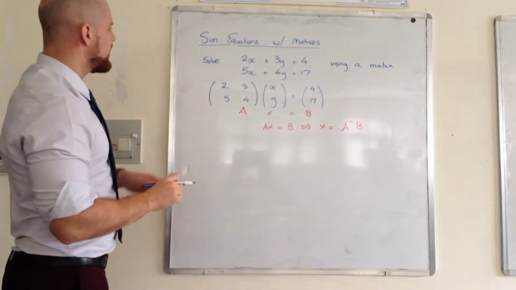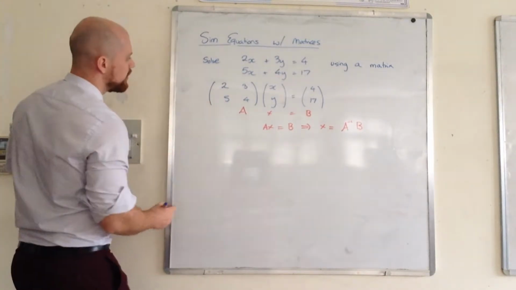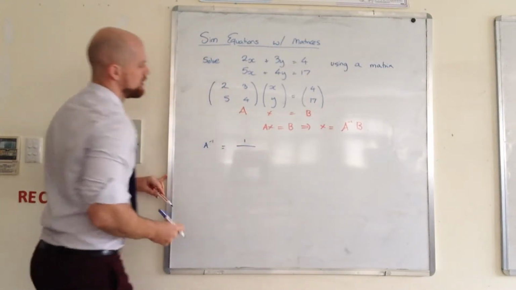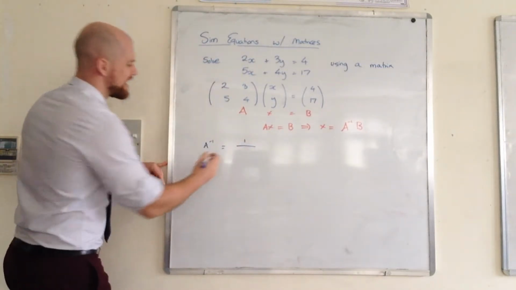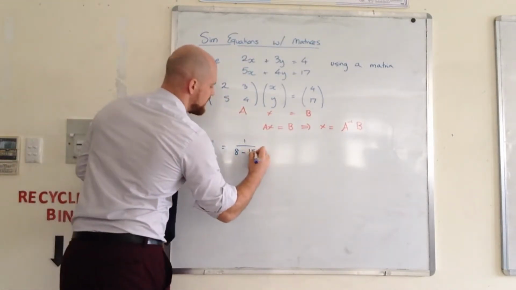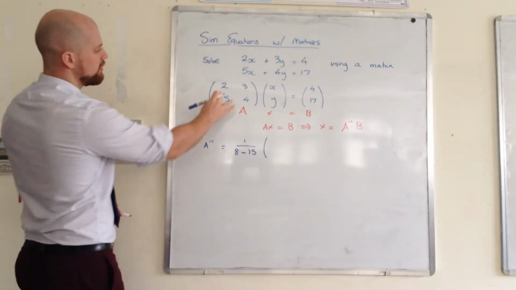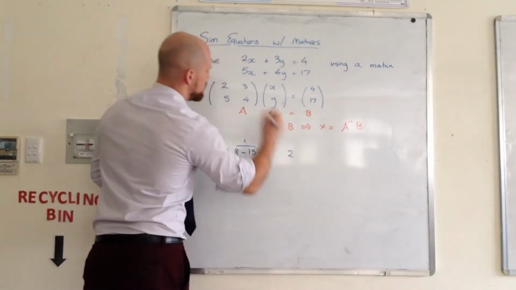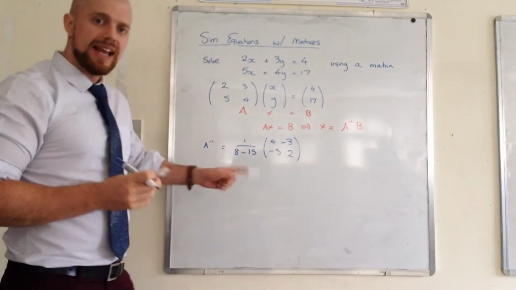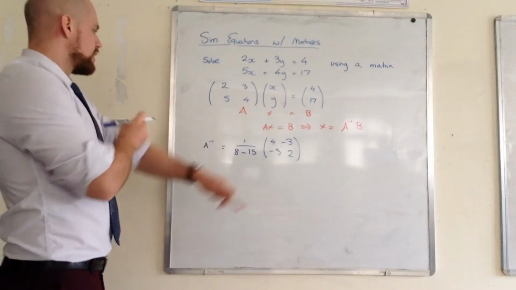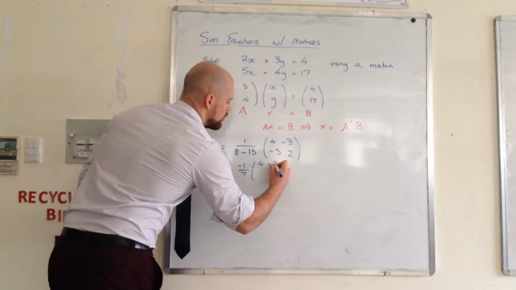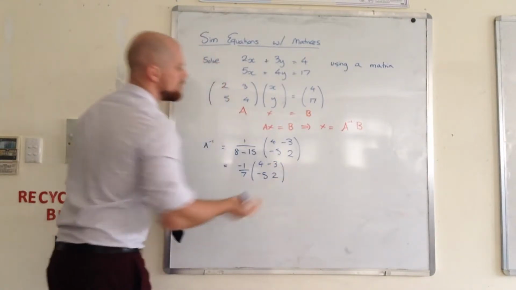So what we'll do is we'll find the inverse. We need to find the inverse of 2, 3, 4, 5. So A inverse is 1 over the determinant. 2 times 4 is 8, minus 3 times 5 is 15. And then what we're going to do is we're going to flip these two over, and we'll change the sign of those. Think back to GCSE, that's exactly what you would do. That's how you'd find the inverse. So if I do that, I get minus 1 over 7, 4, minus 3, minus 5, 2.